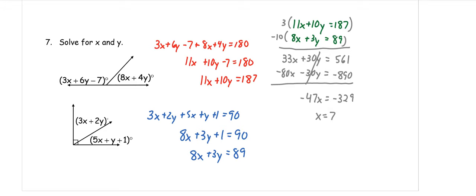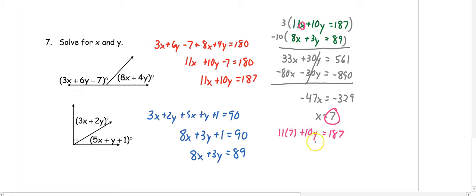Once I know x, I need to go back to one of my original equations and find the other variable. So 11 times 7 plus 10y equals 187. 77 plus 10y equals 187. Subtract 77 from both sides. 10y equals 110. And divide by 10. So y is 11. So I would have the ordered pair 7, 11.